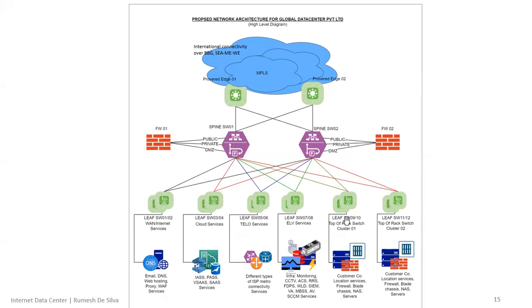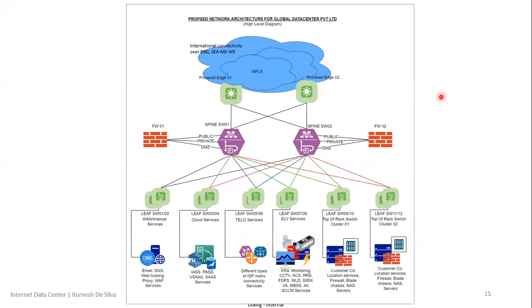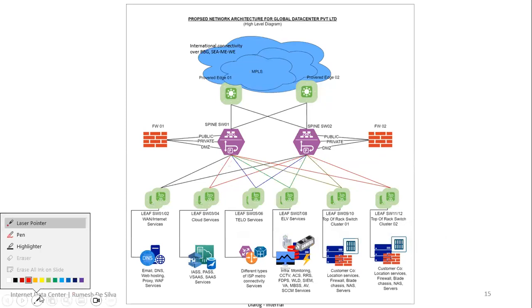Yes, the customer's router is located at the telco room, right? Or if the customer is not using a separate router, we can use the spine or business edge for direct connectivity of the customer's server. So I'll explain how it works. Definitely, I'll explain it to you.